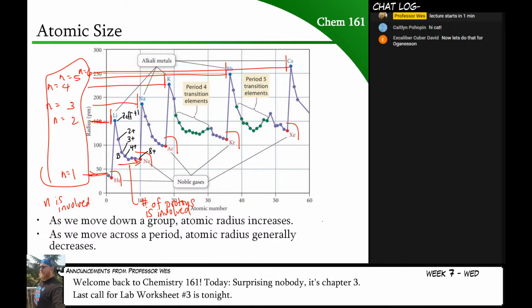Let's correlate that to movement on the periodic table. As you move down a group, radius increases because N increases. And as you move across a period, radius decreases because Z effective increases.